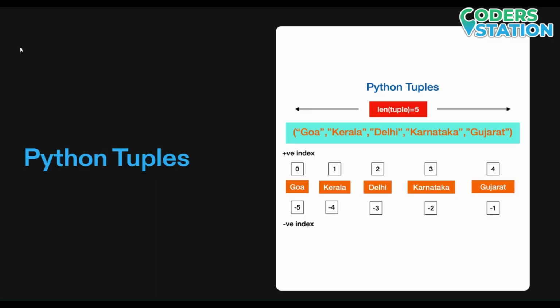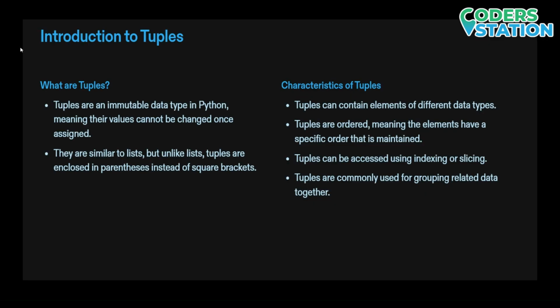In today's video, we are going to see what Python tuples are. Python tuples are a data type in Python which is used to store multiple data under a single variable name, just like a list, but it is different from the list in some characteristics. So, let's get started.